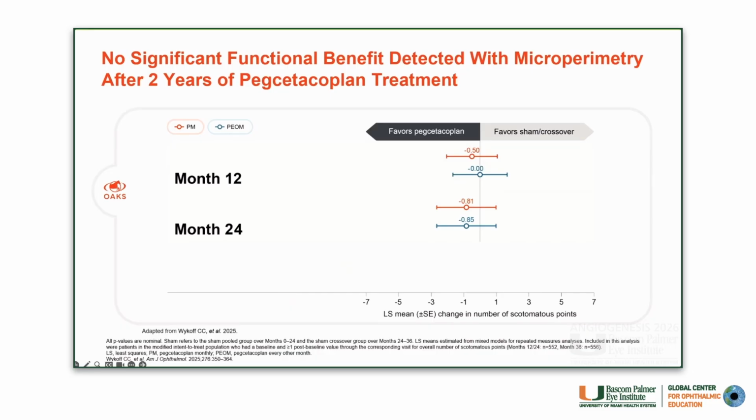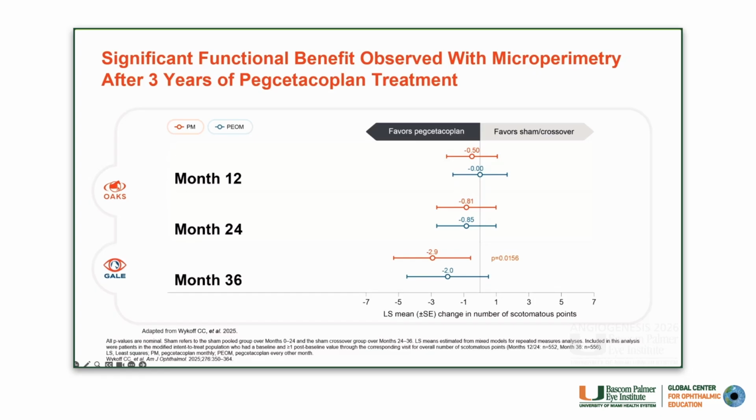These limitations of microperimetry can also potentially be seen in the data of the pegcetacoplan clinical trials. Both OAKS and GALE trials used microperimetry to assess change from baseline in new scotomatous points in pegcetacoplan-treated arms versus sham. As shown in this graph from OAKS, a signal favoring functional benefit in treated eyes was just starting to emerge between years 1 and 2. Overall, it took until year 3 for this signal to reach significance, suggesting that the retinal tissue being preserved with pegcetacoplan is in fact functional tissue.